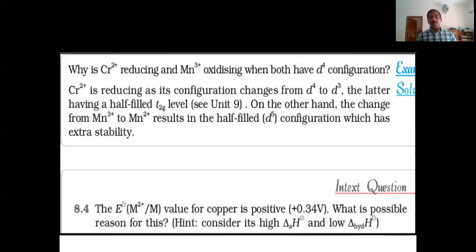Actually, in the case of manganese, it is showing D5 configuration. So in the case of manganese, D4 is a highly unstable state. Even in the +2 oxidation state, manganese is in D5 configuration. But when it is changing to +3, it is going to the unstable D4 configuration. So it always has a tendency to accept one more electron and change to D5 configuration.